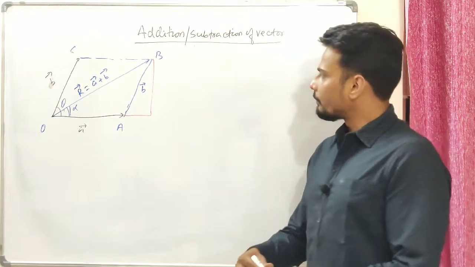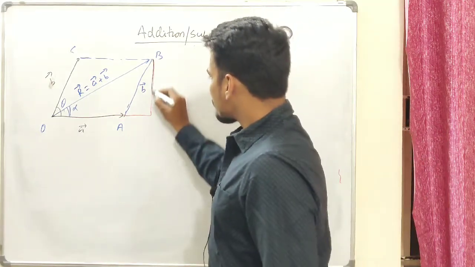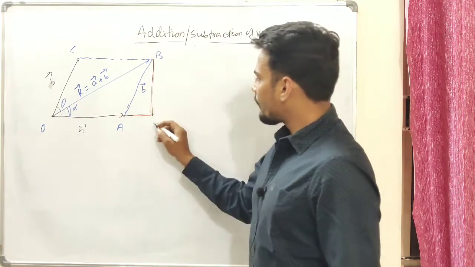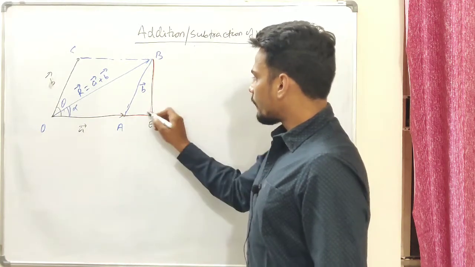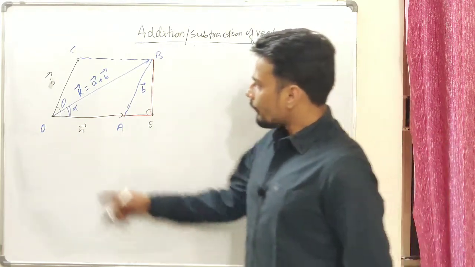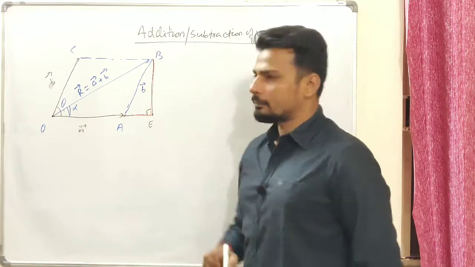Okay, if not, let me use the black color over here. So let's say this is the perpendicular which I drew over here. Let me say this is A, B, C, D, and I'm going to label it as E, and that's going to be the right angle. All clear? Look into triangle OBE.